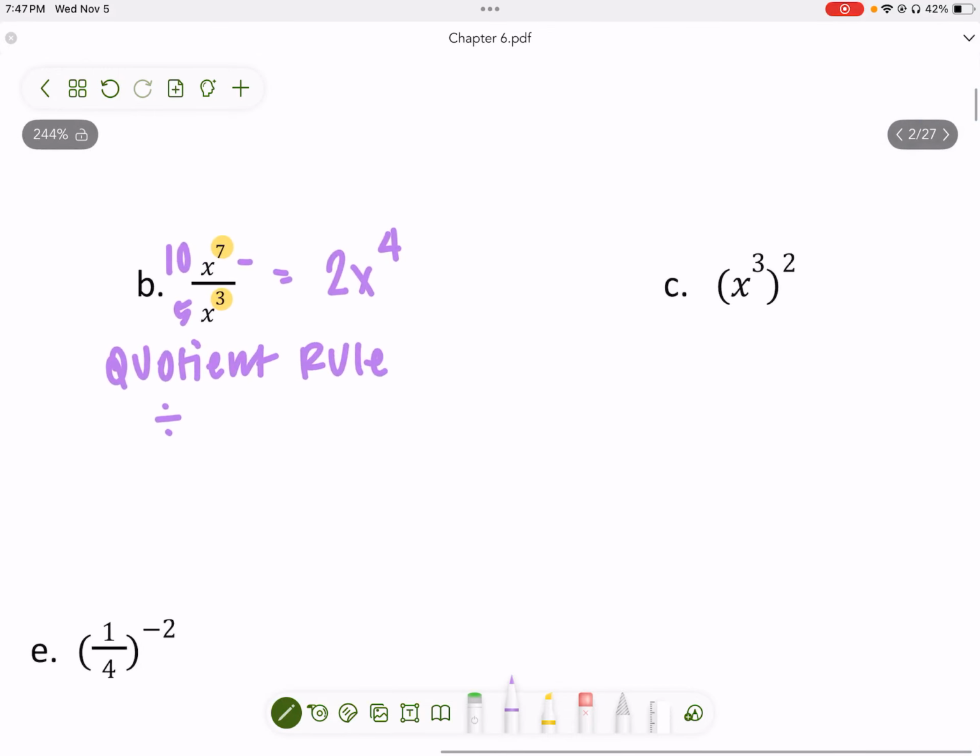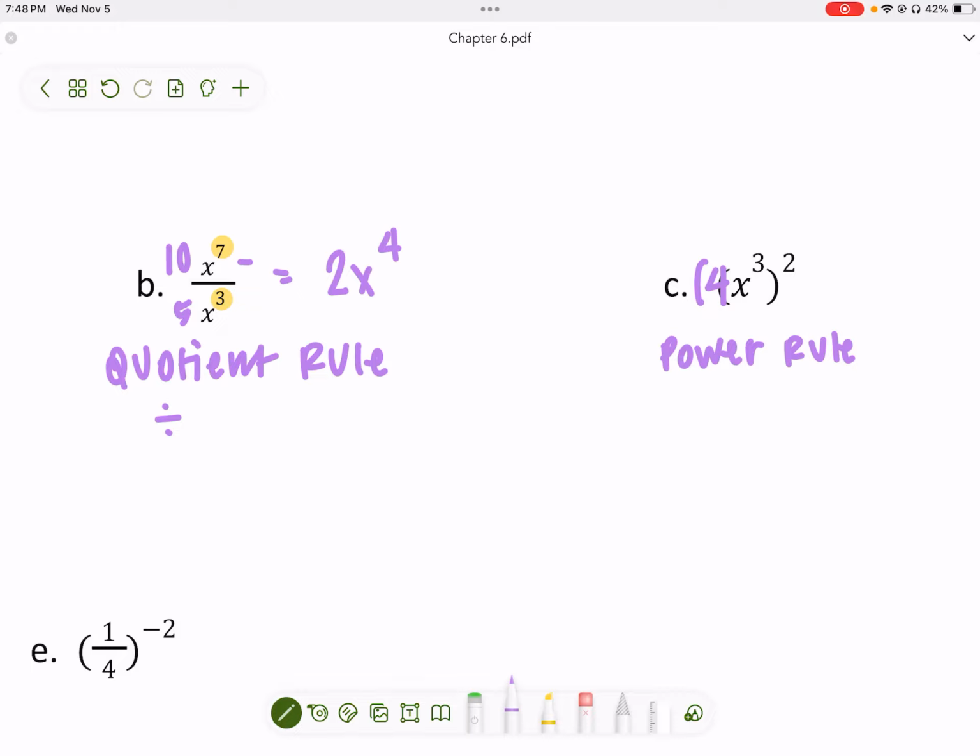Next, we have the power rule. This is where the exponents actually multiply. And again, let's pretend that that was 4, so 4x cubed to the power of 2. What you need to do is make sure that that power gets distributed everywhere. So you're going to have 4 squared x to the sixth, so 16x to the sixth. It's really important that you recognize here is where those powers are going to multiply and not add.